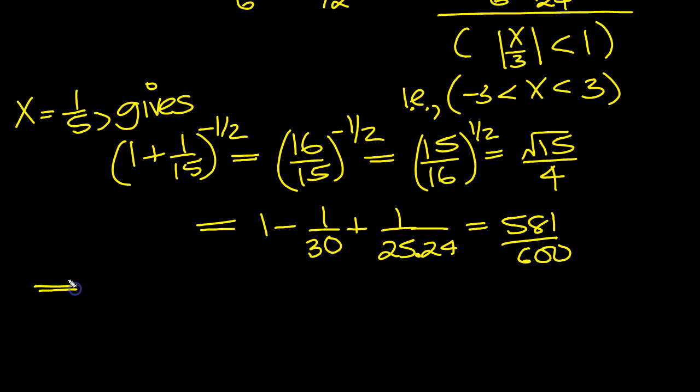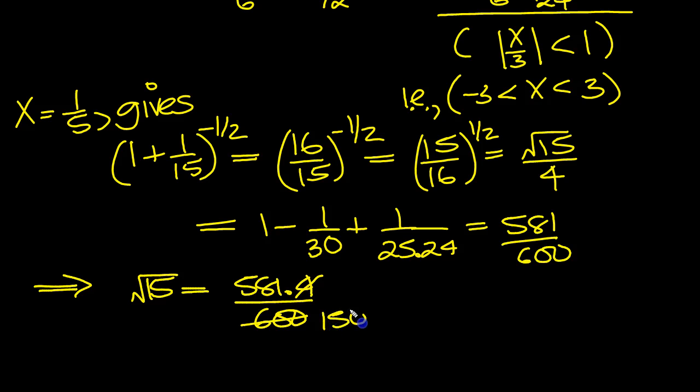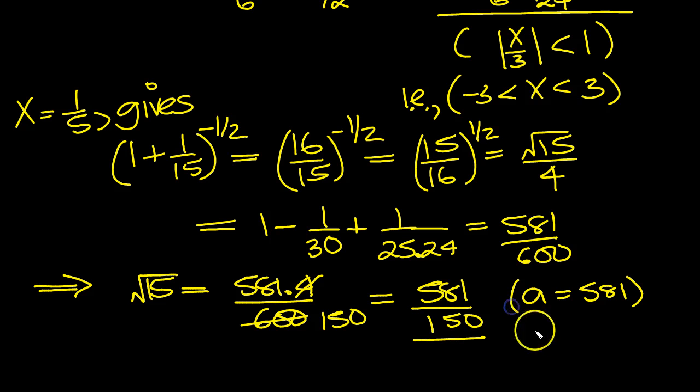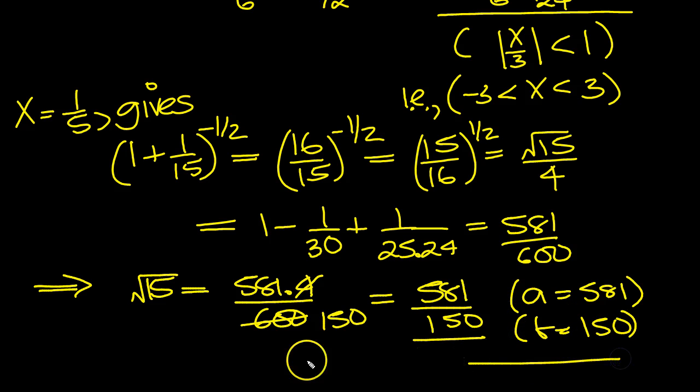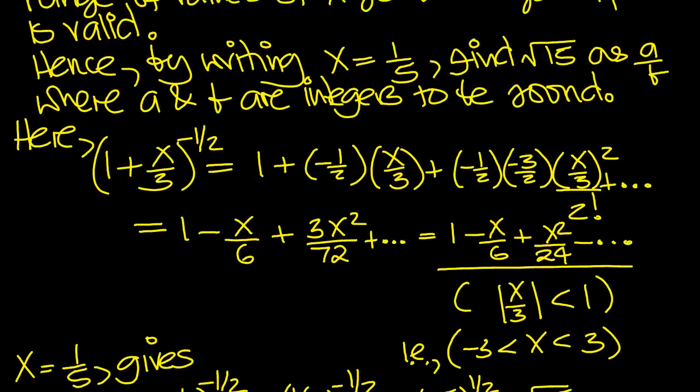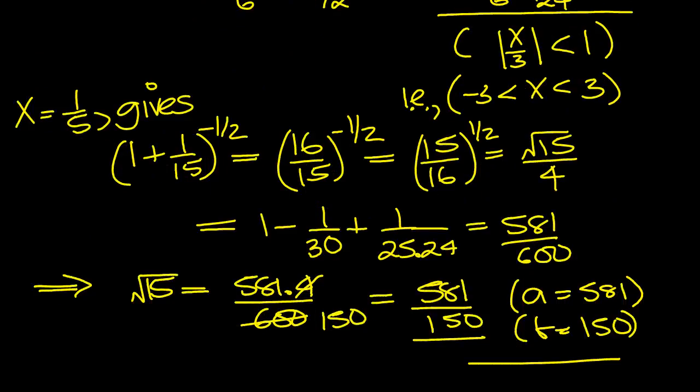So that implies then that root 15 is equal to, move the 4 from divide up to times, 581 times 4 over 600. 4 goes into 600 150 times, doesn't it? So it's 581 over 150. A is 581 and B is equal to 150. And I think that's all the question asked us for, didn't it? The values of a and b.